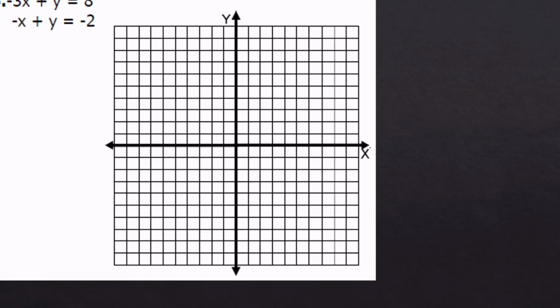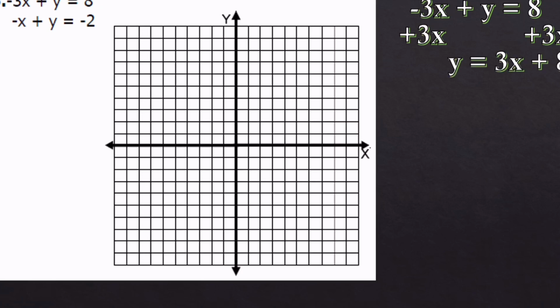So the first step on our last slide said to make sure your equations are in y equals mx plus b. So if I look at both of these, it's not. So what I have to do is I have to solve for y. So I'm going to start with my first one. I'm going to add 3x to both sides so that I get y equals 3x plus 8. I can identify my slope and I can identify my y-intercept. And then I'm going to graph it.